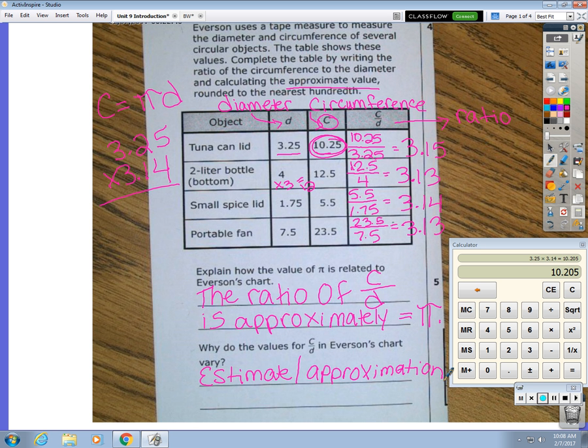Because it will never be correct, I guess, because of human error. Right, it could be several things. Human error is one of them. Could it also depend on what type of measuring tool you're using? Yeah. Okay.